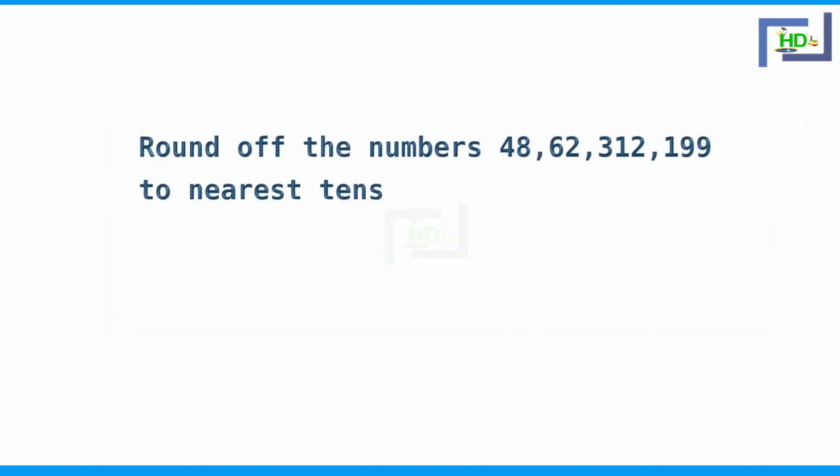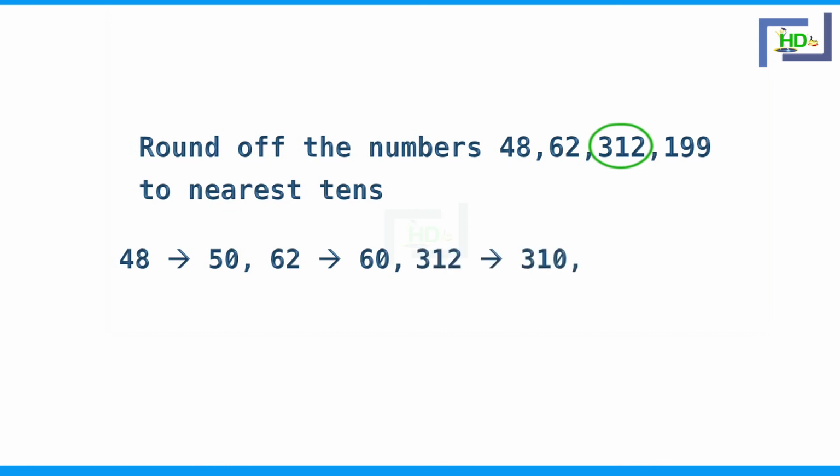Now take an example. Round off these numbers to its nearest tens. Now if we consider 48, 48 is nearer to 50. So we can round off this number 48 to 50. Now 62. The 62 is nearer to 60. So we can round off this number 62 to 60. Now 312. This is nearer to 310. Therefore we can round off this number 312 to 310. 199 is nearer to 200. So we can round off this number 199 to 200.